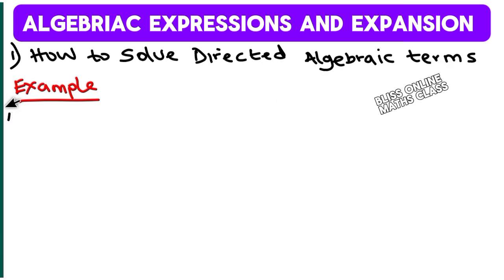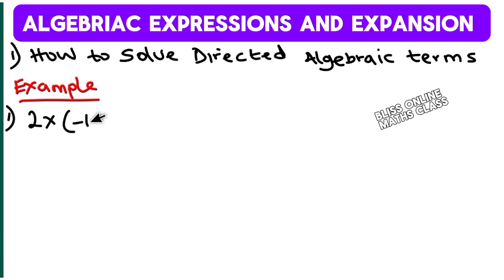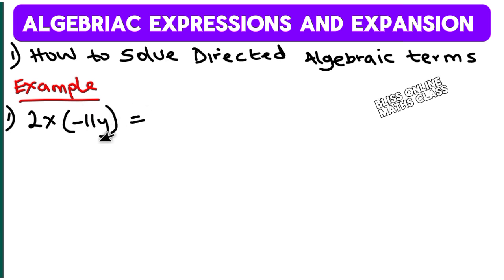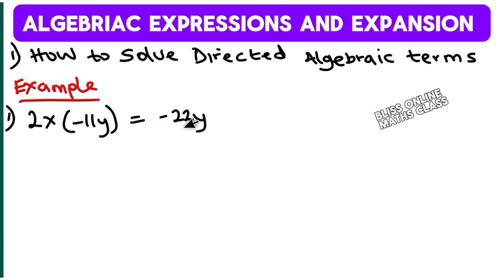So one example is 2 times minus 11y. You solve it directly. This is just 2 times minus 11y. 2 times 11 is 22. Since you have minus, the final thing is 2 times minus 11 is minus 22, then you bring your y forward. That's simply our answer.